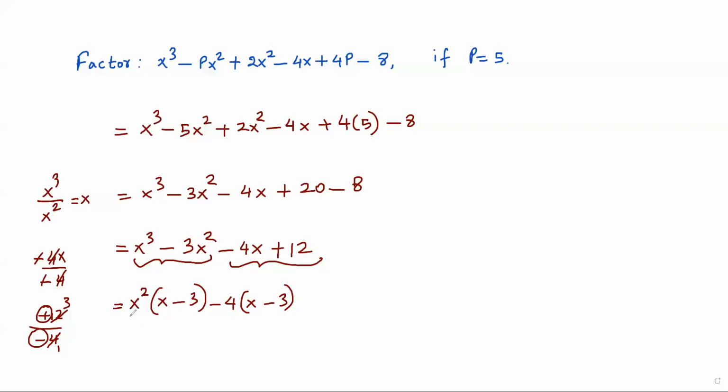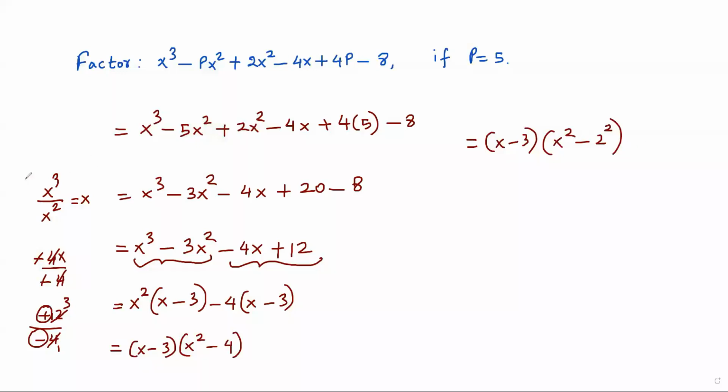Now, what do we find in common in these two terms? We find (x − 3), so (x − 3) can be factored out. If (x − 3) is factored out, we have x² left in the first term and negative 4 in the second term. Further, this can be written as (x − 3) times (x² − 4). This 4 can be written as 2².